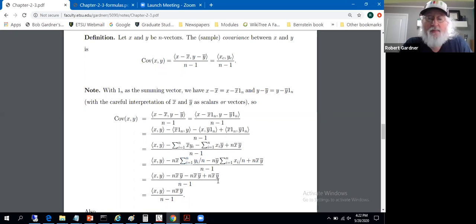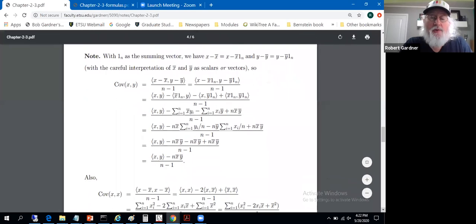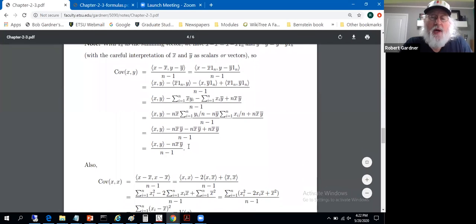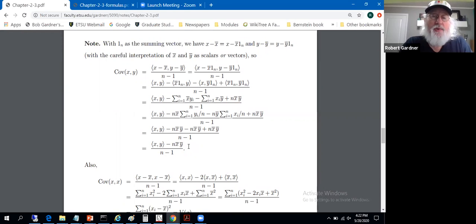And now some things simplify. We've got the inner product of x and y, minus n x bar y bar, minus another n x bar y bar, plus an n x bar y bar. A couple of these cancel, and we can express that covariance in terms of inner products and x bars and y bars as given here.